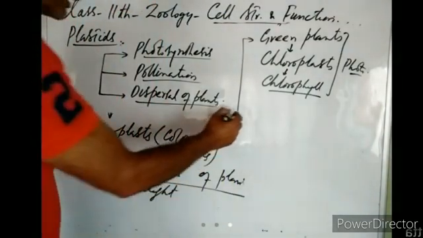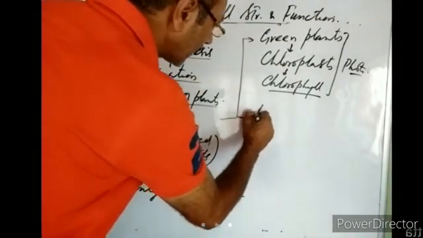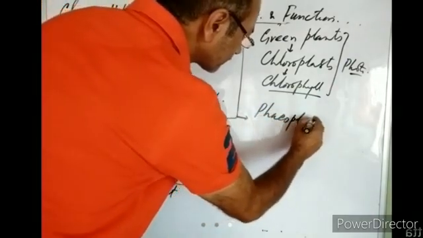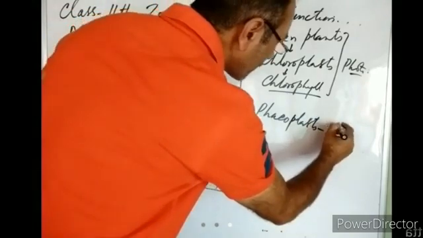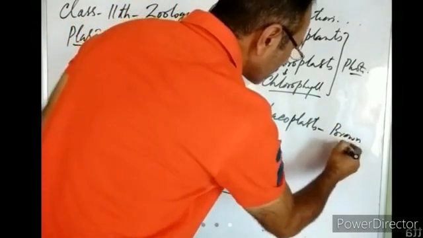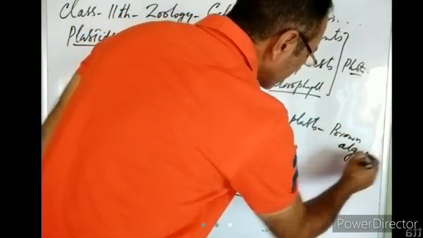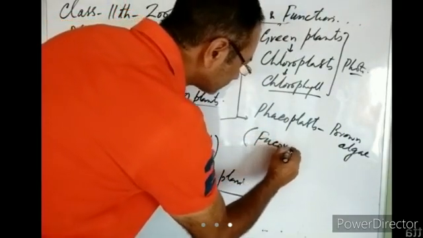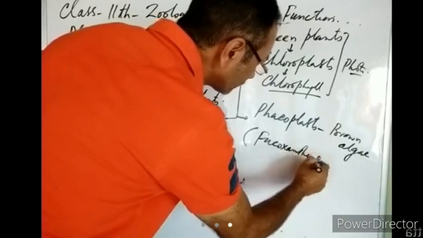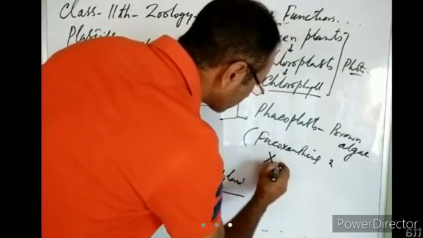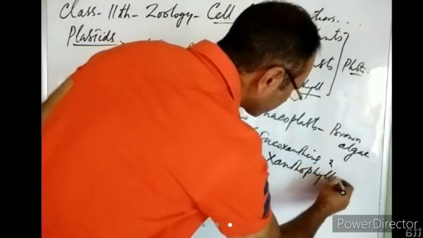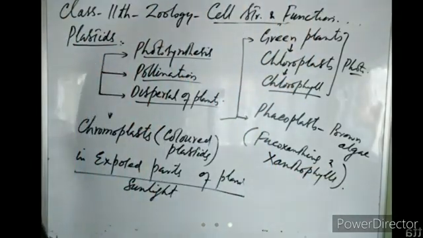Similarly, in some algae, there are phaeoplasts. These phaeoplasts are found in brown algae, and they contain the pigments fucoxanthins and xanthophylls. They are involved in photosynthesis.